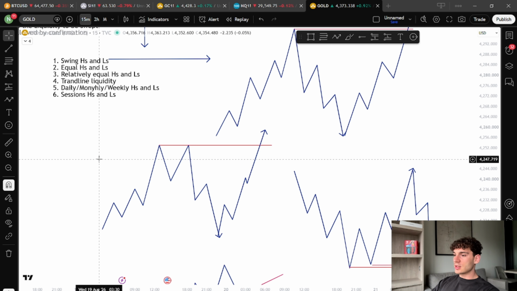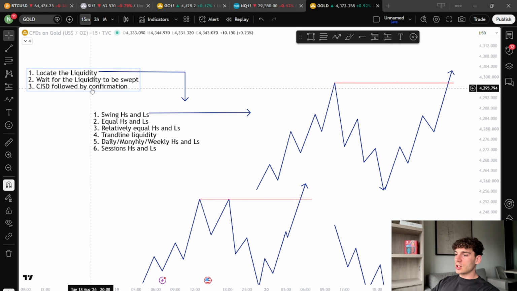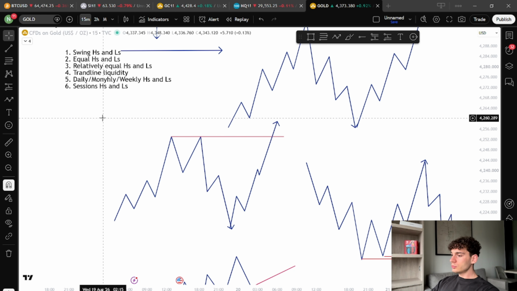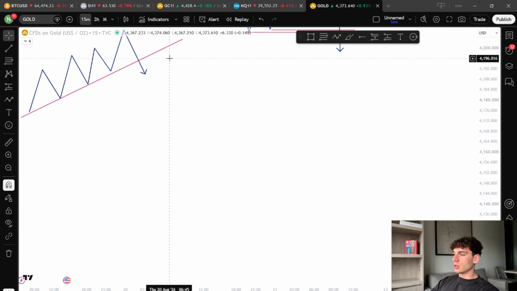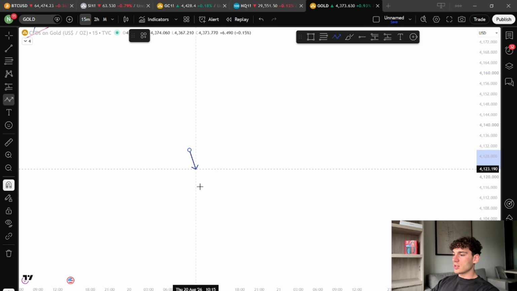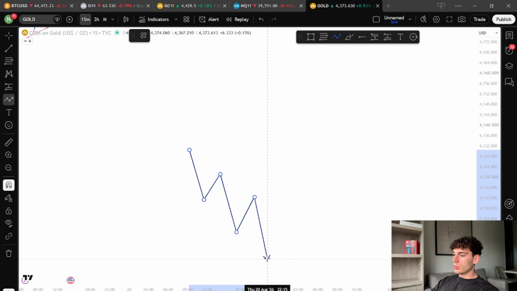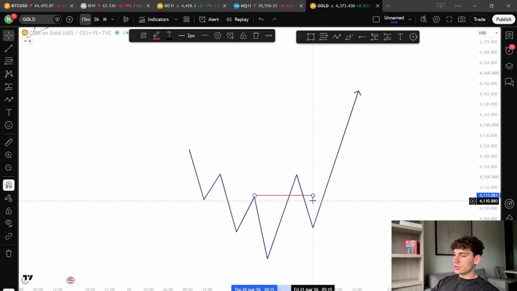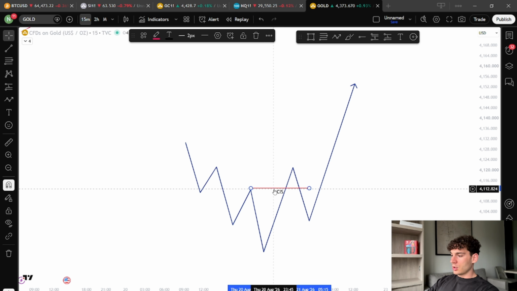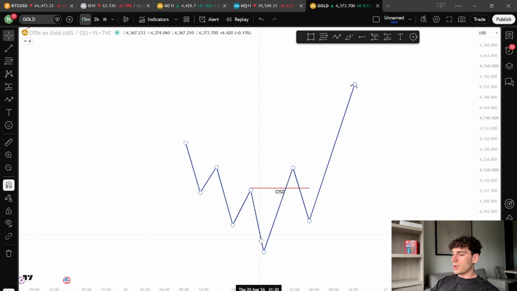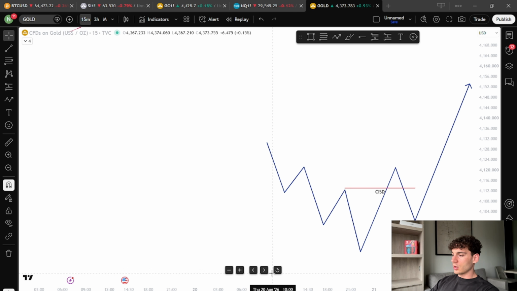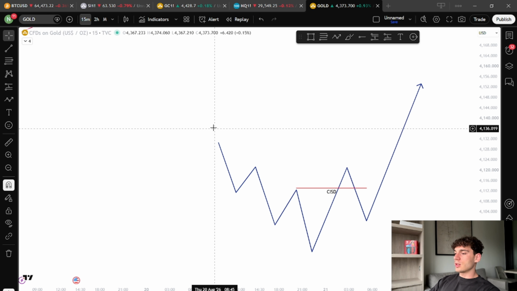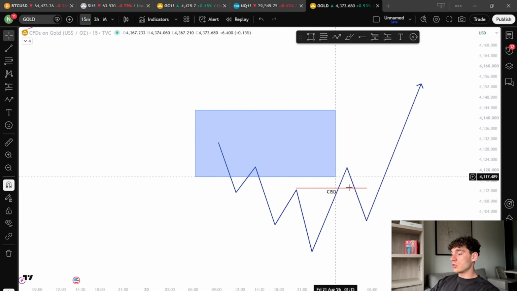And now the third step is going to be change in state of delivery followed by confirmation. So how does change in state of delivery look in general? Let's say the price was going down, boom, change in state of delivery would look like this: the price goes up above the previous high, and then gives some kind of correction and goes up. This is usually called change in state of delivery, because the price was going from bearish to bullish, so it changed the way it's delivered, right?